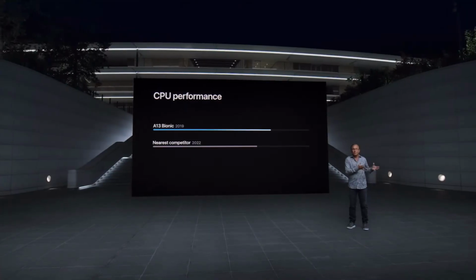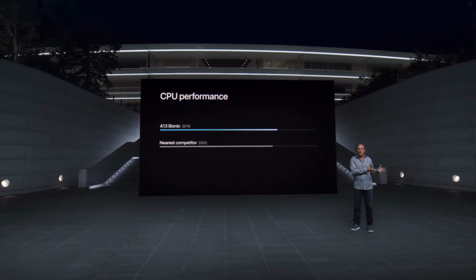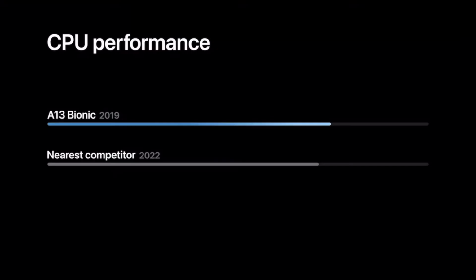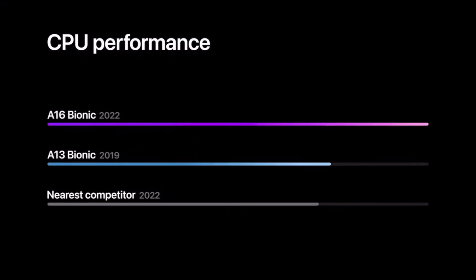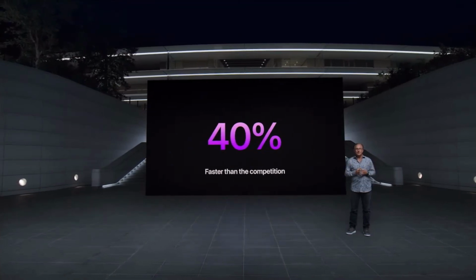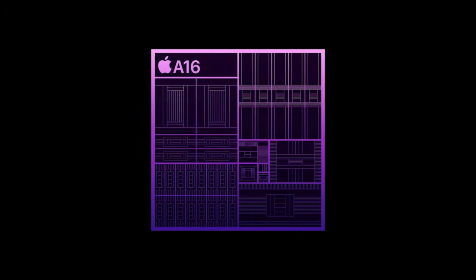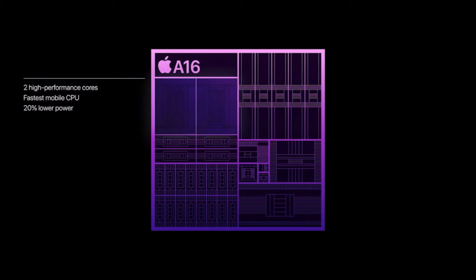The competition is still working to catch up with the performance of A13, which we first introduced with iPhone 11 3 years ago. The new 6-core CPU of A16 is generations ahead. It's up to a whopping 40% faster than the competition. The CPU uses our best-in-class Fusion architecture, which delivers both leading performance and leading efficiency. Our 2 high-performance cores are faster and use 20% lower power compared to the A15 Bionic.